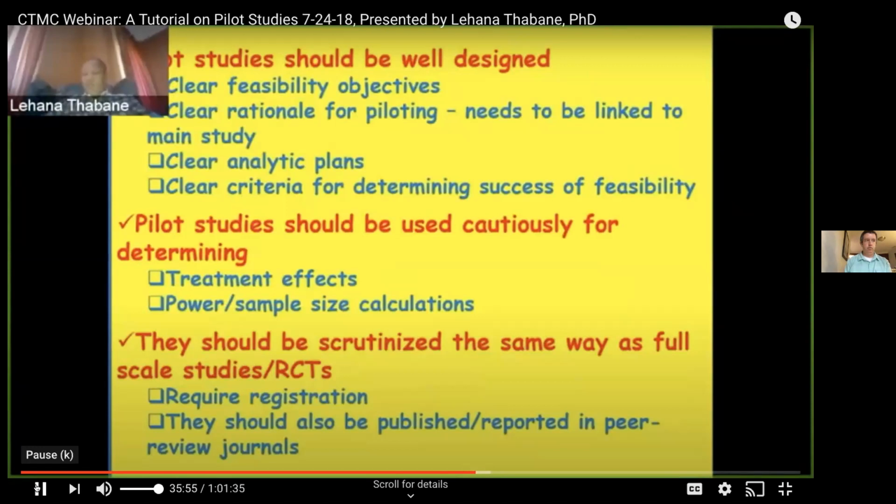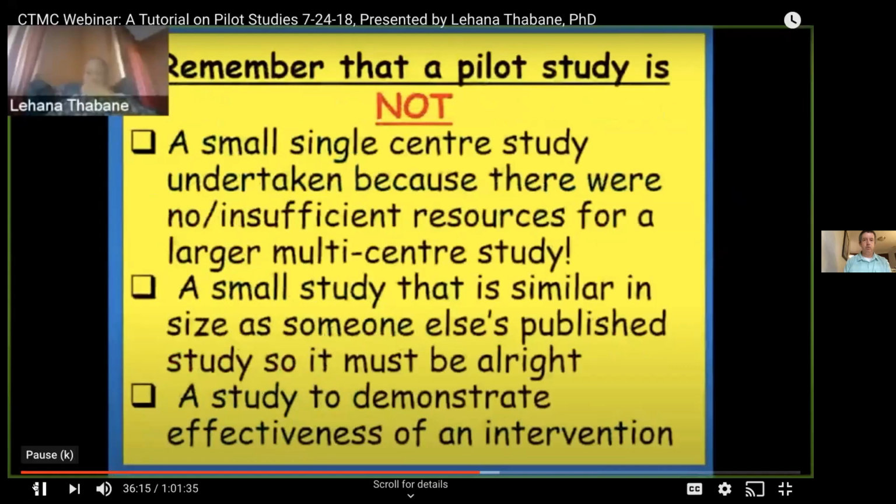If we are to use information for sample size calculation for the main trial, we need to acknowledge the imprecise nature of that information by doing a sample size table rather. They certainly need to be registered and they need to be approached with the same rigor in terms of getting them out into the literature and for the public to see. Remember that a pilot is not a small single center study. It is not a small study similar to somebody else's study. And it's certainly not a study intended to demonstrate the effectiveness of an intervention, because that's really not the primary focus.